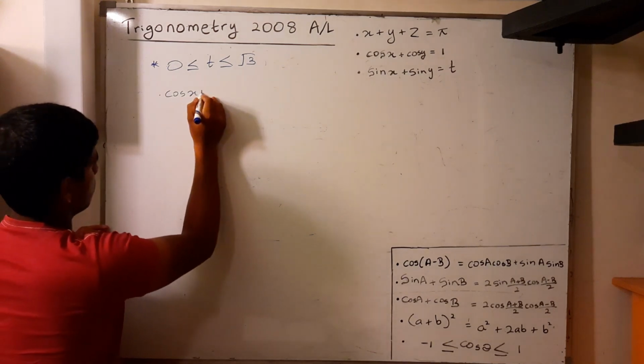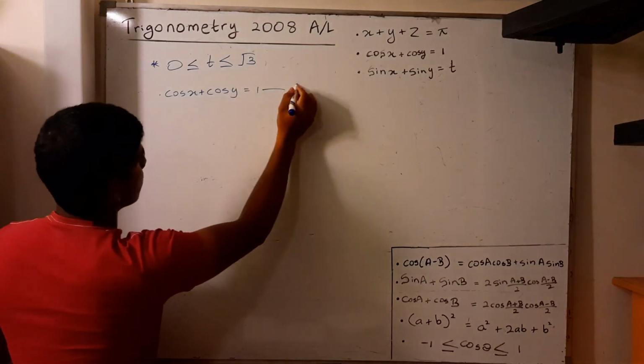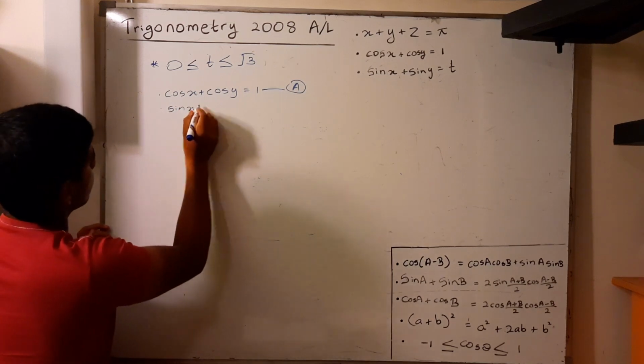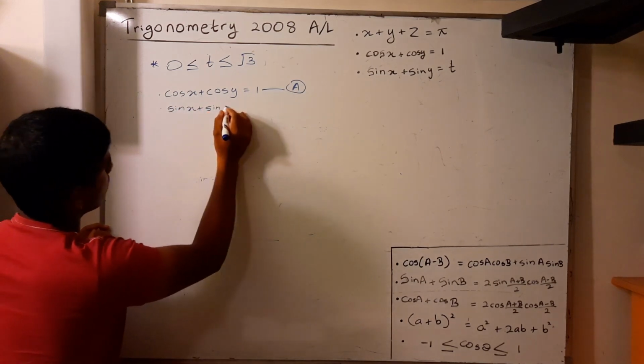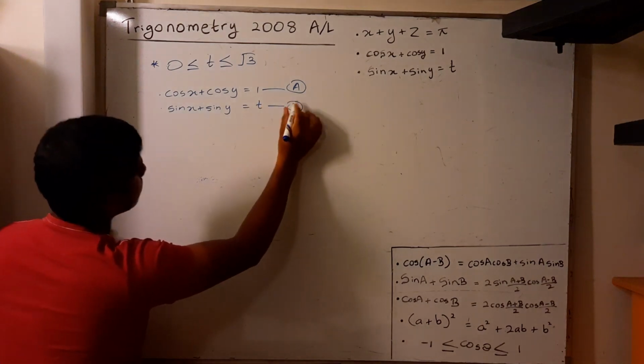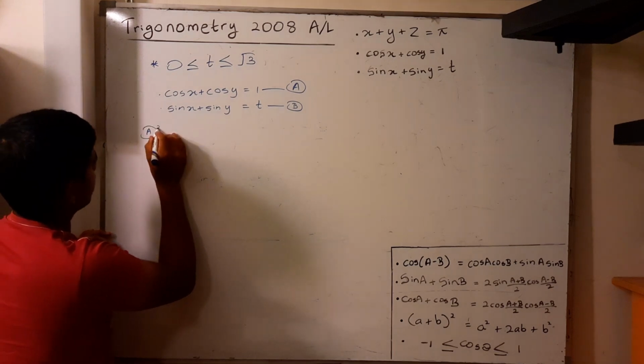Write cos x + cos y = 1. This can be equation A, and then sin x + sin y = t. This can be equation B. What I'm going to do is square both equations and then add them together.